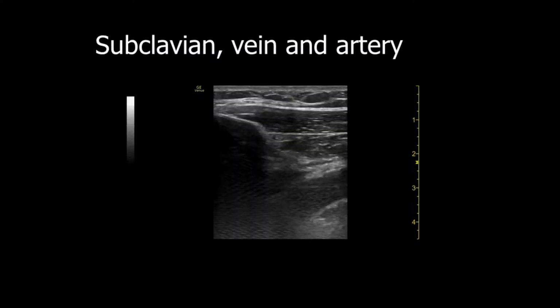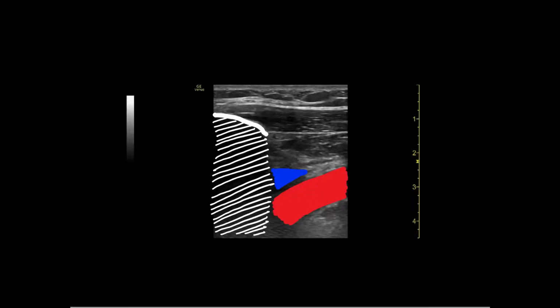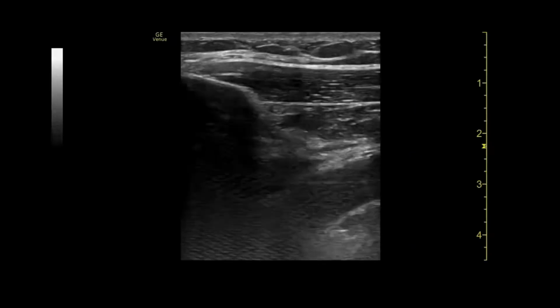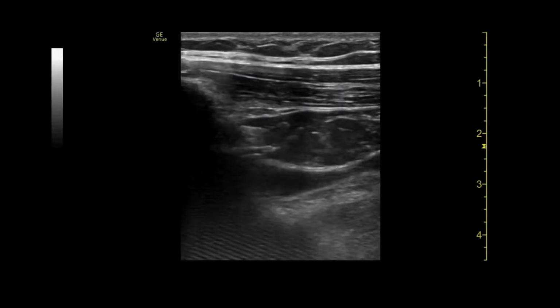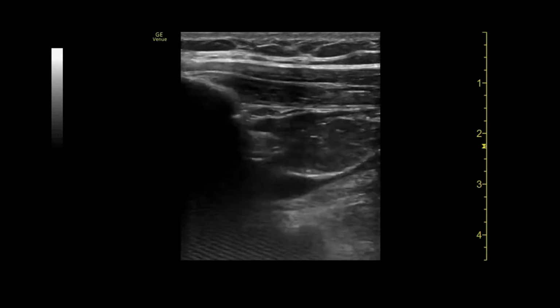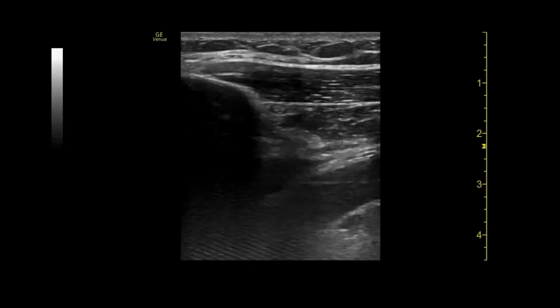Now we will have the subclavian artery with the vein on top. So the clavicle in white, the vein in blue, and the artery in red. And then the pleura just under the artery. And here you see how close, of course, one is to another, the vein and the subclavian vein. And then with the probe, rotate a little bit and tilt it a little bit, you see the subclavian artery.